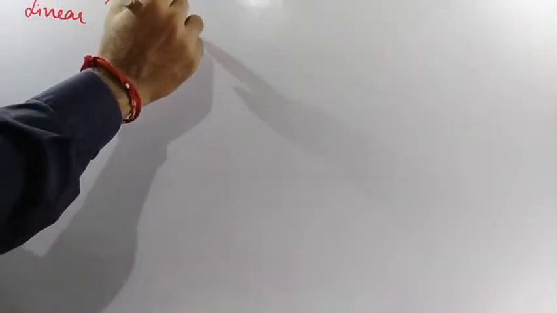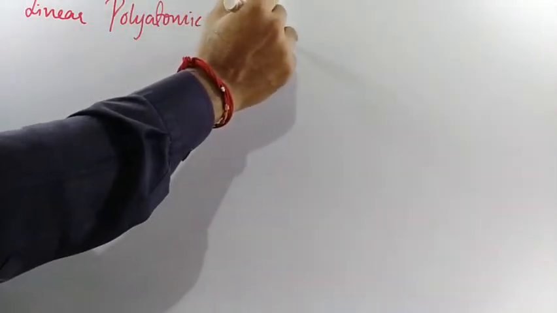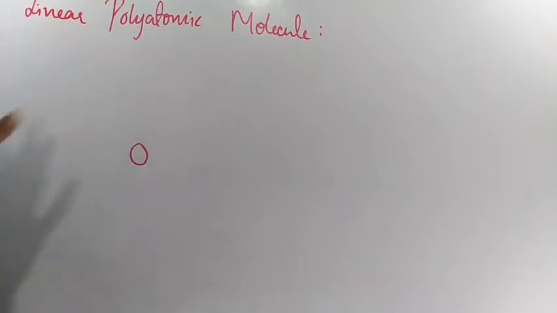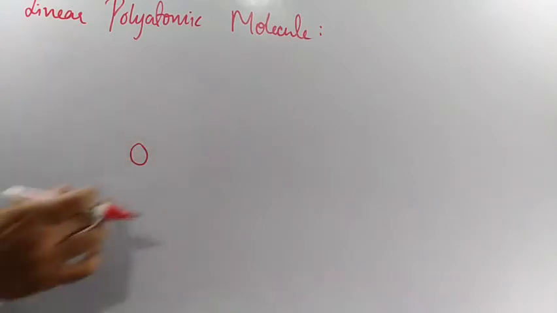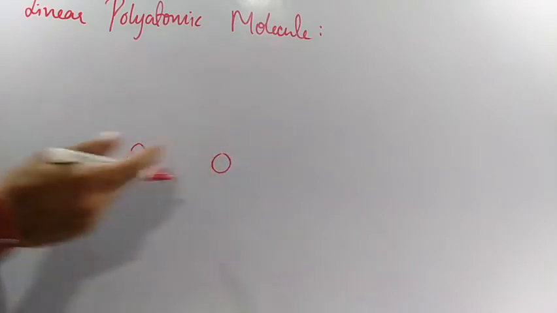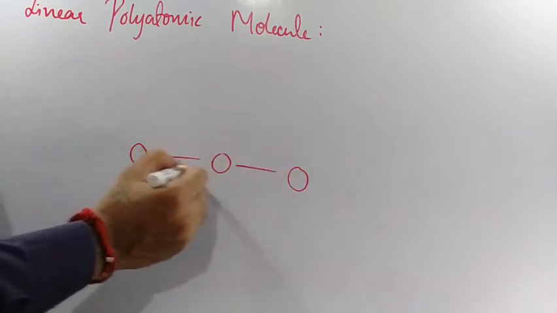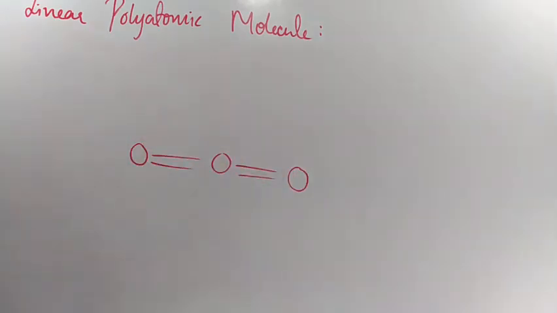Now, linear polyatomic molecule. Linear polyatomic molecule. Now listen. Imagine that here we are having one atom. Just in diagram manner I am drawing, this is not oxygen or anything like that. This is one atom, and linear means atoms are in a straight line. 3 atoms are in a straight line. Clear?